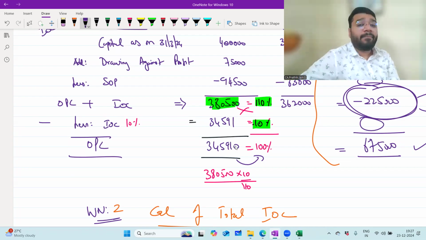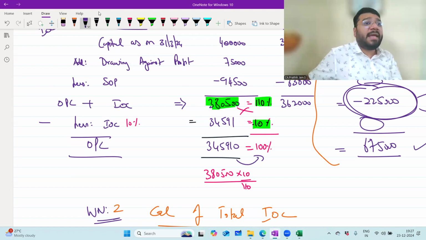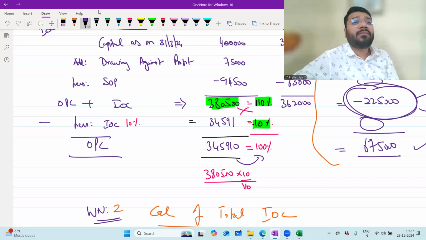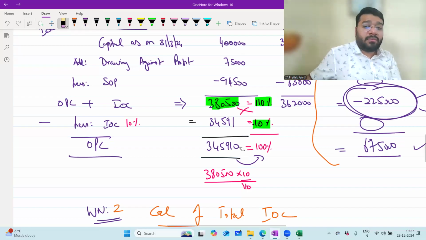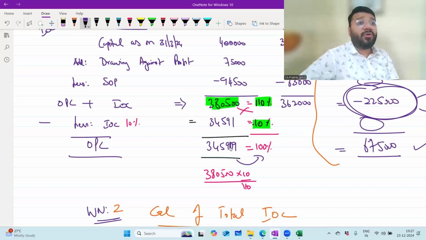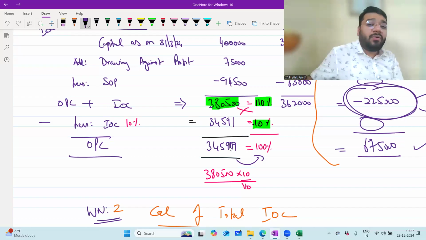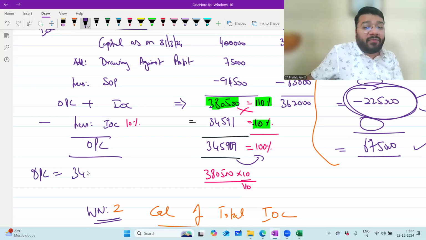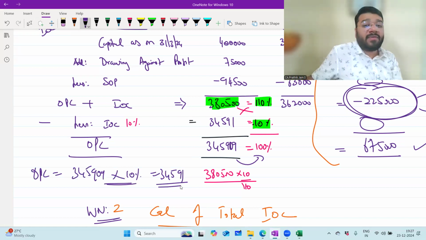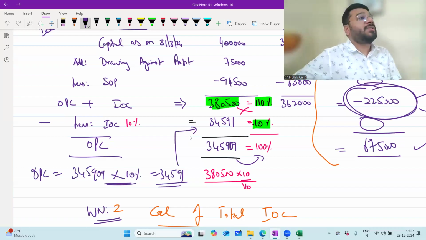909. 909 round off to 910, no? 909 only. Okay. Opening capital you got. Now, opening capital 3,45,909 into 10%, how much IOC will I get? 34,590.9, which is 34,591. Same answer you got. This is just to cross check.